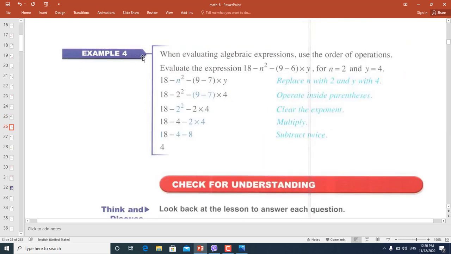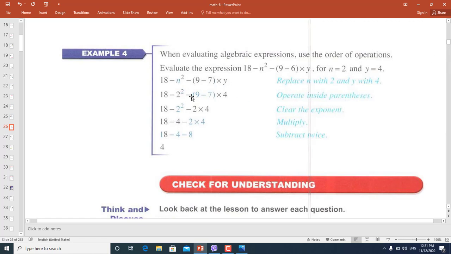Now we will learn how you can evaluate an algebraic expression. That means when you have a letter, we replace the letter with a number. After that we will solve. Okay, we have 18 minus n exponent 2 minus 9 minus 7 in parentheses times y. So from the first step we have a value of n and y. We put the values in place of n and y. So in place of n we will put 2, and in place of y we will put 4.